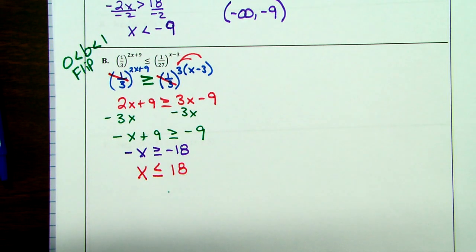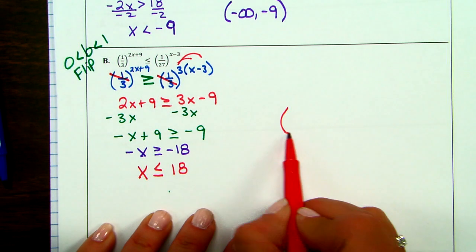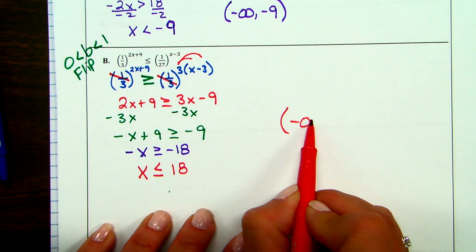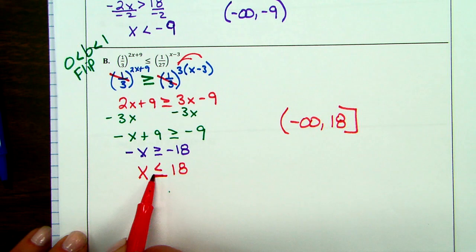We're following all the rules. We flipped in the beginning, and then if we have to flip again within the problem, we do that. And that's the answer. So from negative infinity to 18, and on this one we would use a bracket, right? Because we're including the 18.